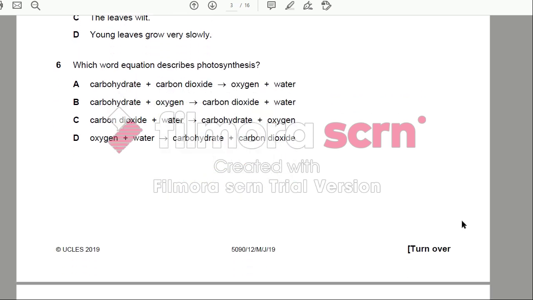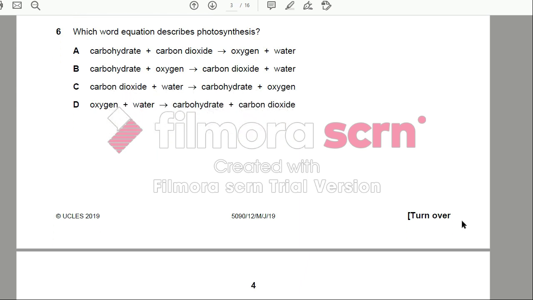Move to question 6. Which word equation describes photosynthesis? When we discuss the equation related to photosynthesis, we are very clear about the process. In photosynthesis, plants use carbon dioxide and water as raw materials. And what will be the products of photosynthesis? Carbohydrate and oxygen. So let's find the correct equation.